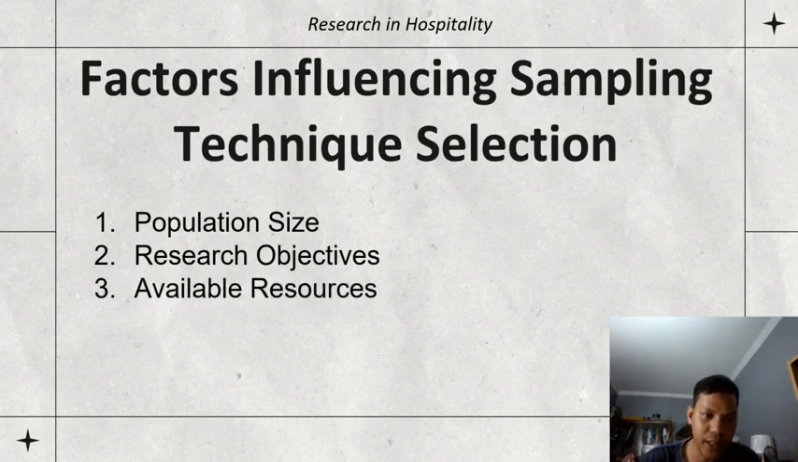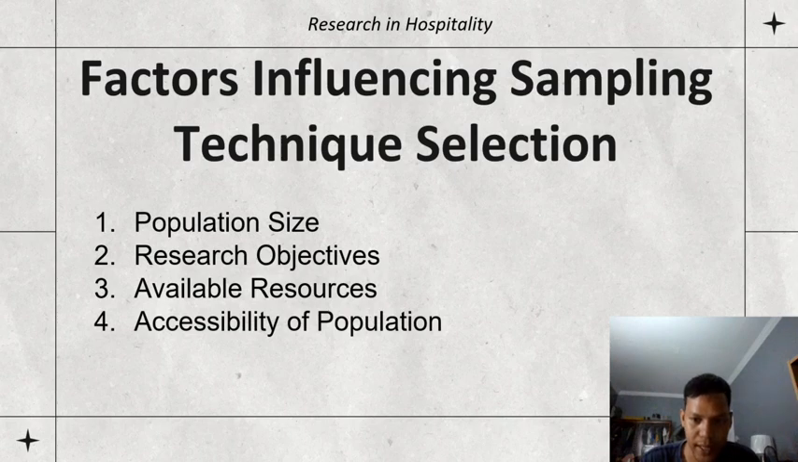The third one is the available resources. You need to consider also your time, your budget, and logistical constraints that influence sampling decisions. You need to also consider your resources, your time, and your budget or finances.